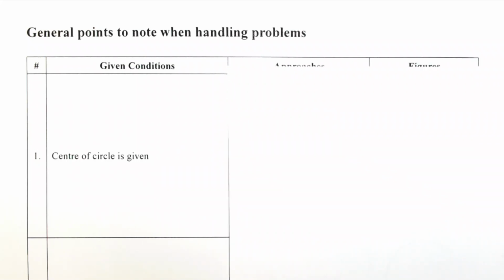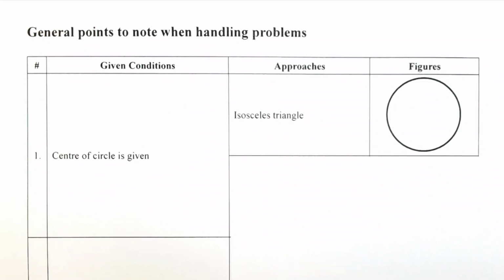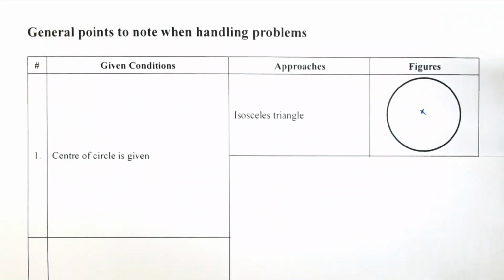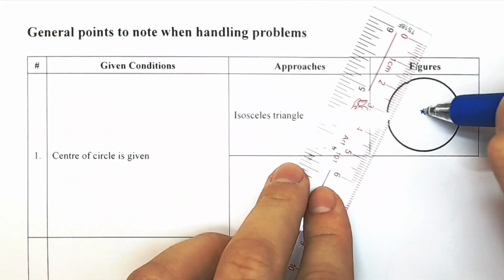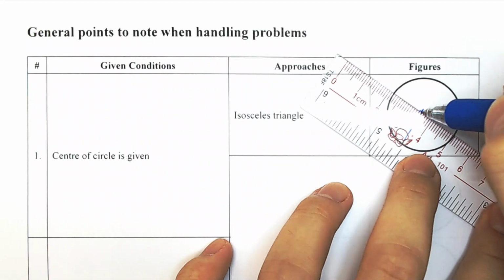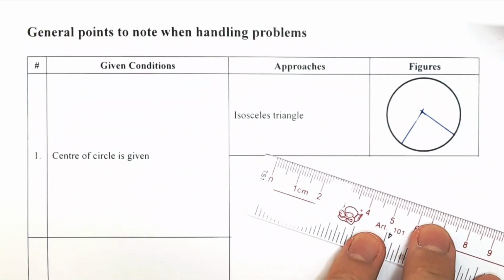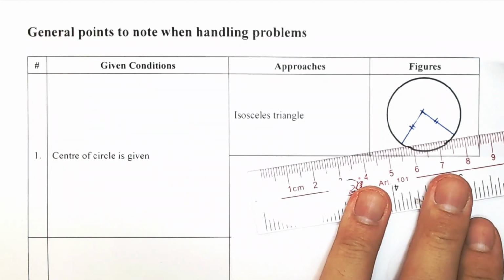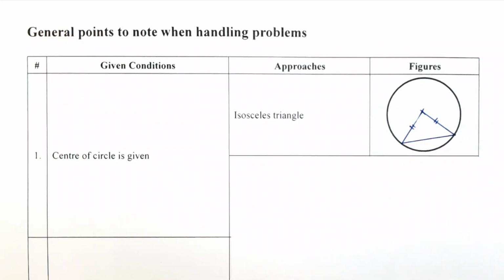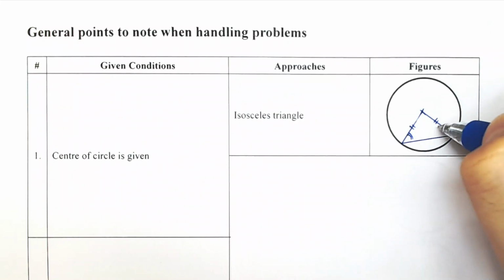Number 1, think about isosceles triangle, because when the center of the circle is given, then two radii can be drawn, and then you automatically have a setting of isosceles triangle, and these two angles are equal.